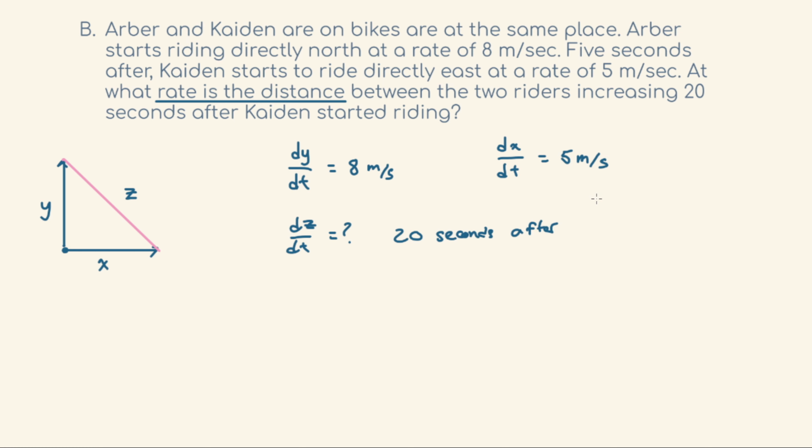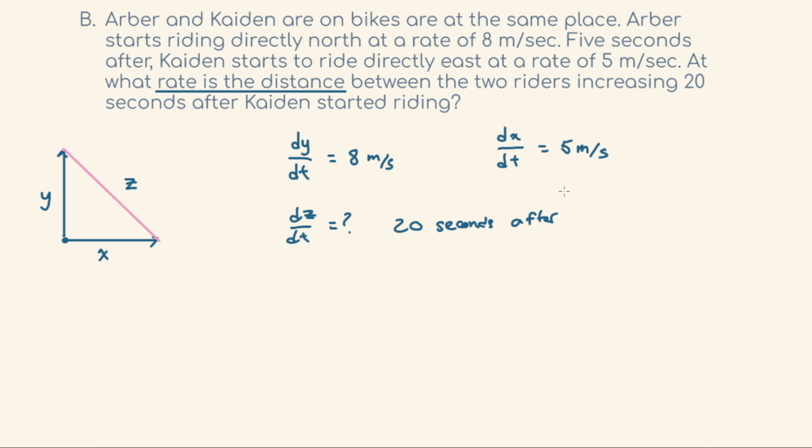Okay, so let's write a formula that ties those three things together. And we know by now, Pythagoras, right? x squared plus y squared is equal to z squared. And that encapsulates those three variables. Okay, so let's take the derivative with respect to time. You're going to get 2x dx over dt plus 2y dy over dt is equal to 2z dz over dt.